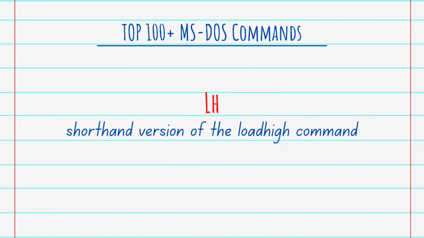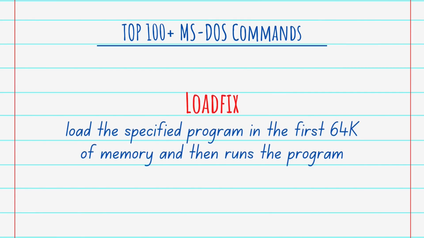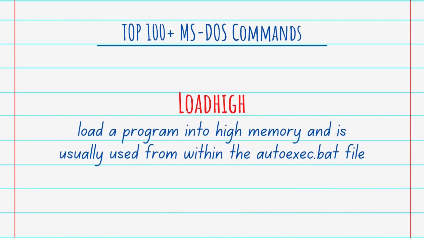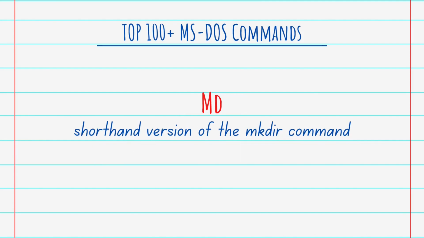This command is the shorthand version of the loadhigh command. Then next is the loadfix. The loadfix command is used to load a specific program in the first 64K of memory and then runs the program. Next is the loadhigh. The loadhigh command is used to load a program into the high memory and is usually used from within the autoexec.bat file. Then the next is the md command.